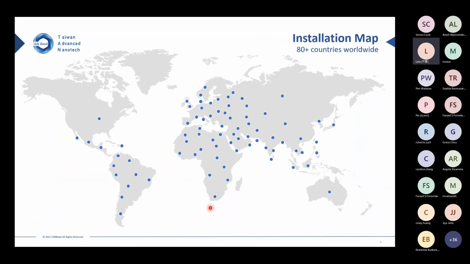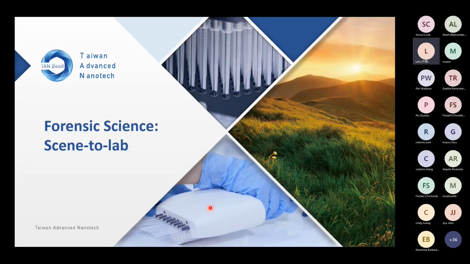Now, this is the installation map of our products. TANBead products have been distributed to more than 80 countries worldwide, so I believe it will be easy for you to get our products. But if you're having any difficulties, then please contact us and we will help you get connected. So that was briefly about the nucleic acid extraction part.